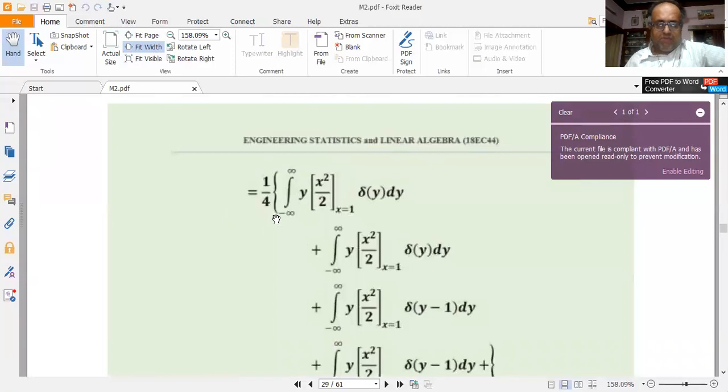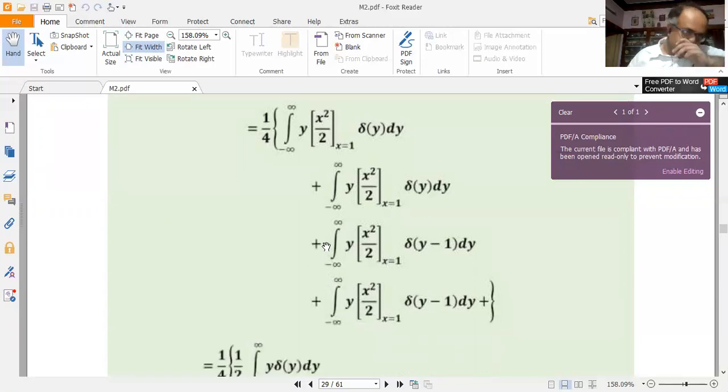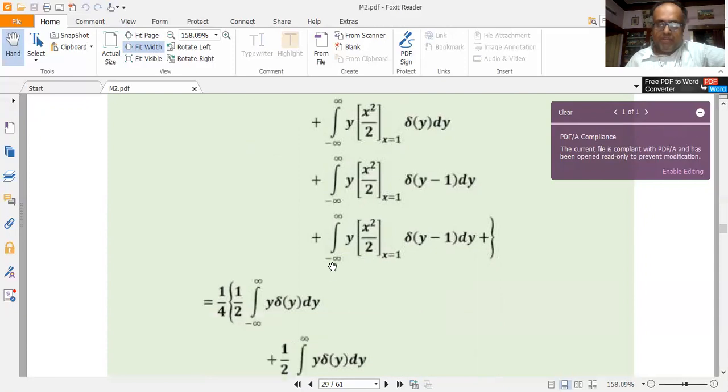So this is equal to 1 by 4 into the integral from minus infinity to plus infinity of y into x squared by 2 evaluated at x is equal to 1 delta of y dy, plus the integral of y into x squared by 2 evaluated at x is equal to 1 delta of y dy, plus the integral of y into x squared by 2 evaluated at x is equal to 1 into delta of y minus 1 dy, plus the integral of y into x squared by 2 evaluated at x is equal to 1 into delta of y minus 1 dy. There is a printing mistake here. There is no plus sign here. The plus sign should be removed here.